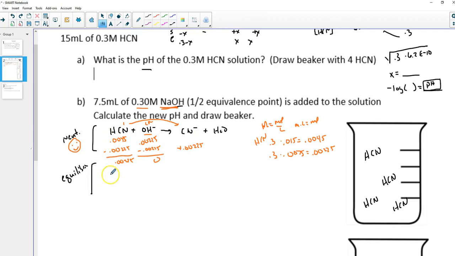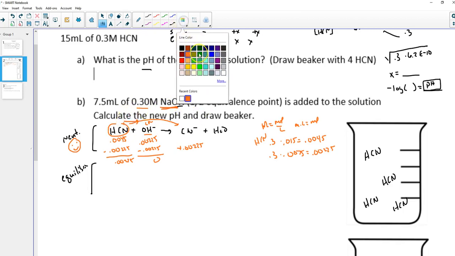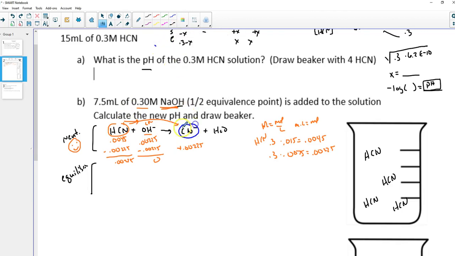All right, now what I want to run my reaction is going to be, now I have HCN left that's battling this way, and I have CN negative, which is now going to be battling back this way. So we're going to have a back and forth battle between these two guys. That's equilibrium. So I want to use my hydrolysis reaction for that. HCN plus H2O yields H3O plus plus CN negative. I'm going to put the CN in there first just to be consistent.